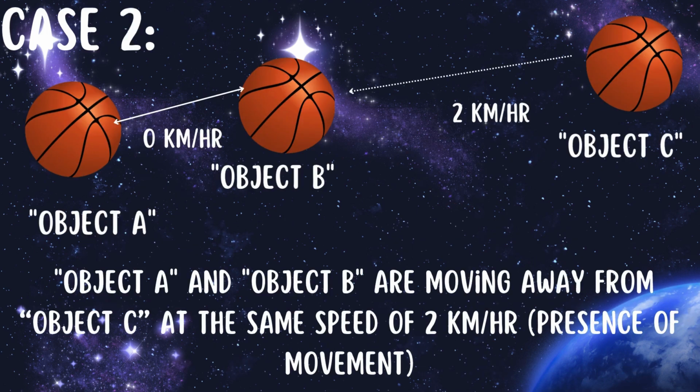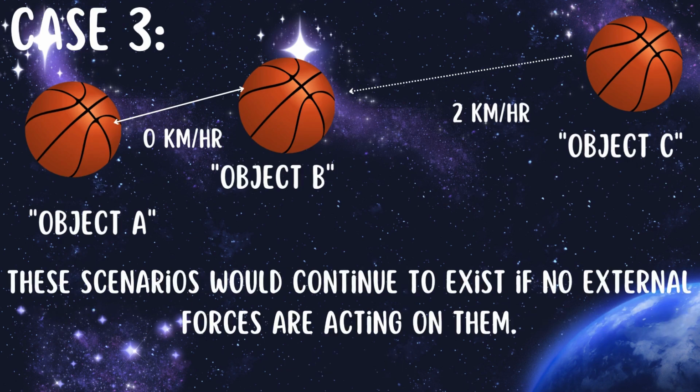In our case too, from the perspective of object C, object A and object B are moving away from it at the same speed of 2 km per hour relative to object C. How ironic and fascinating that object A and object B remain unaware of their movement because they aren't getting closer or farther apart over time, while at the same time they are moving 2 km per hour away from object C over time. These scenarios would continue to exist if no external forces are acting on them.